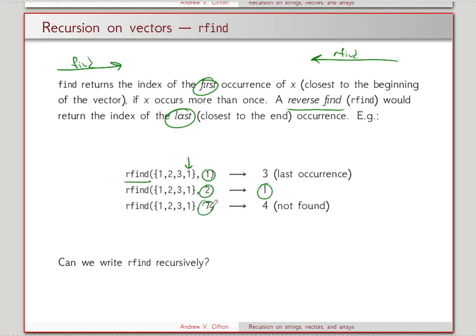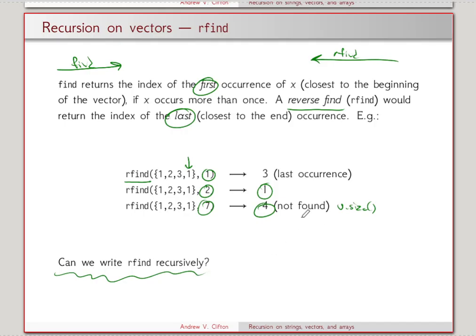And of course, if the thing you're looking for doesn't exist at all, we still get out v.size. So they only differ if there is more than one copy of the thing that you're telling it to look for. So the question is, can we write rfind recursively here?